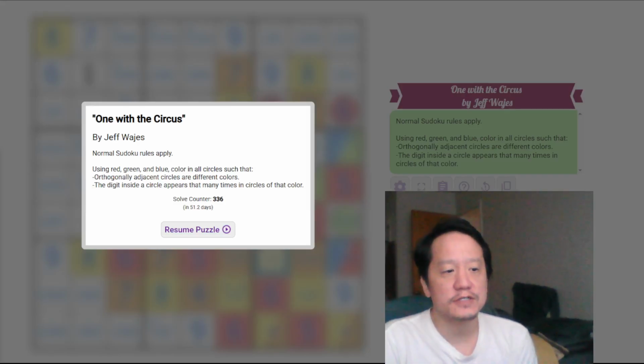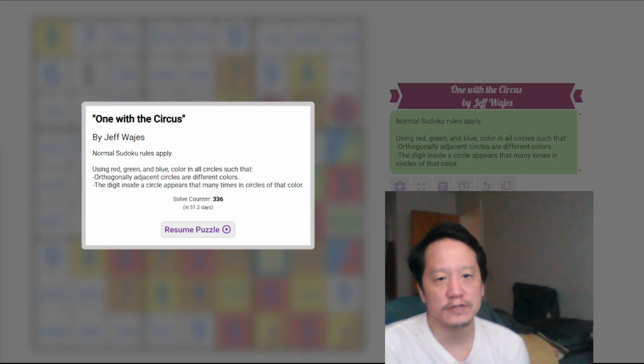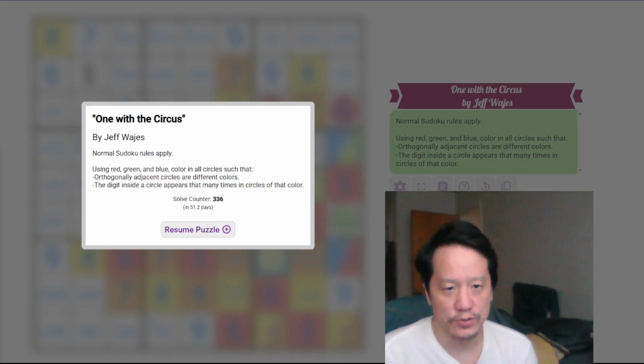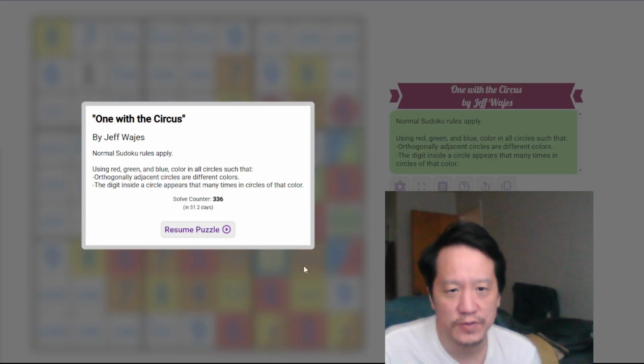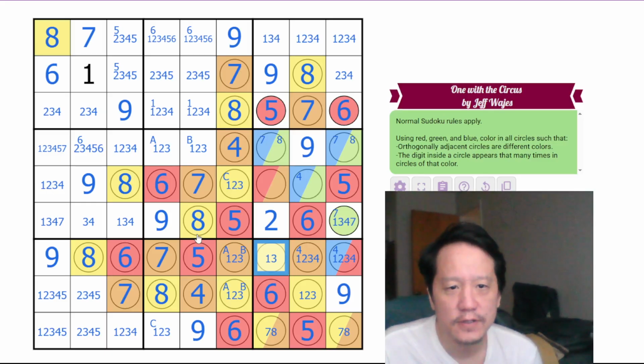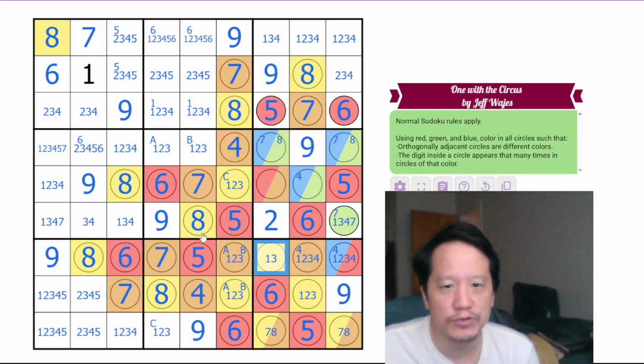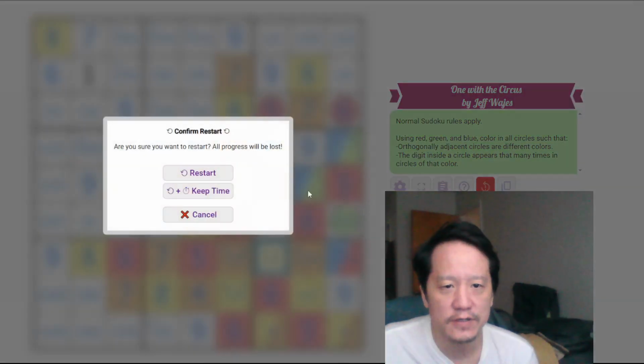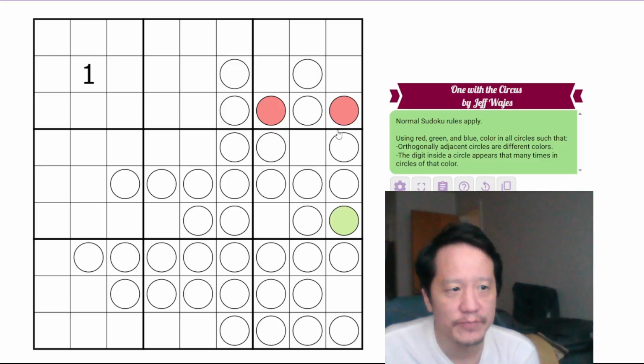Hello everyone, this is a continuation of the solve of One with the Circus. Let's continue right now. Okay, let's reset because I don't know how clear my mind was last time I was solving this. So we'll keep the time.